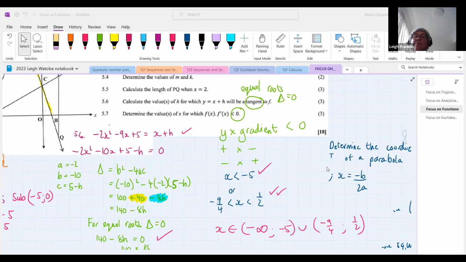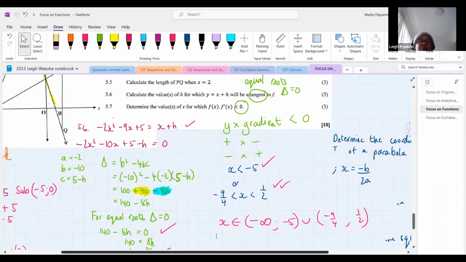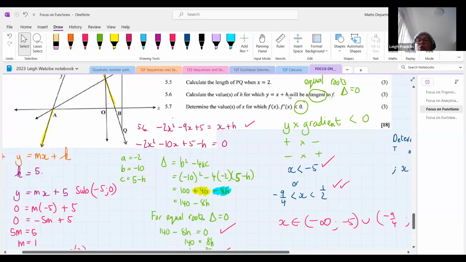I think you're in grade 11, Mesh. There we go. Okay, so they're not going to ask you this question in grade 11. This comes out of a matric paper. So in grade 11, they could say to you, for which values of x is f of x greater than g of x? They're not going to ask you a question about gradient, Mesh, because you haven't done f prime x.